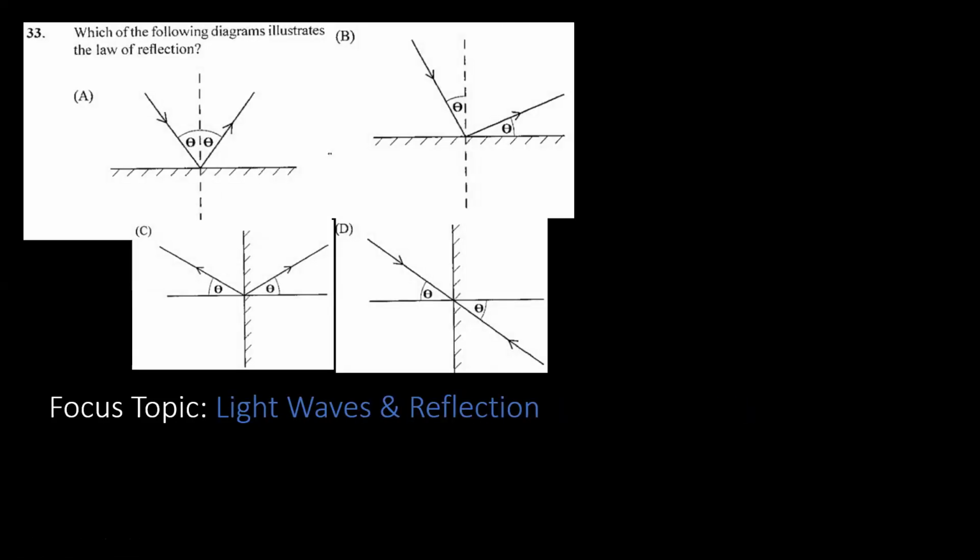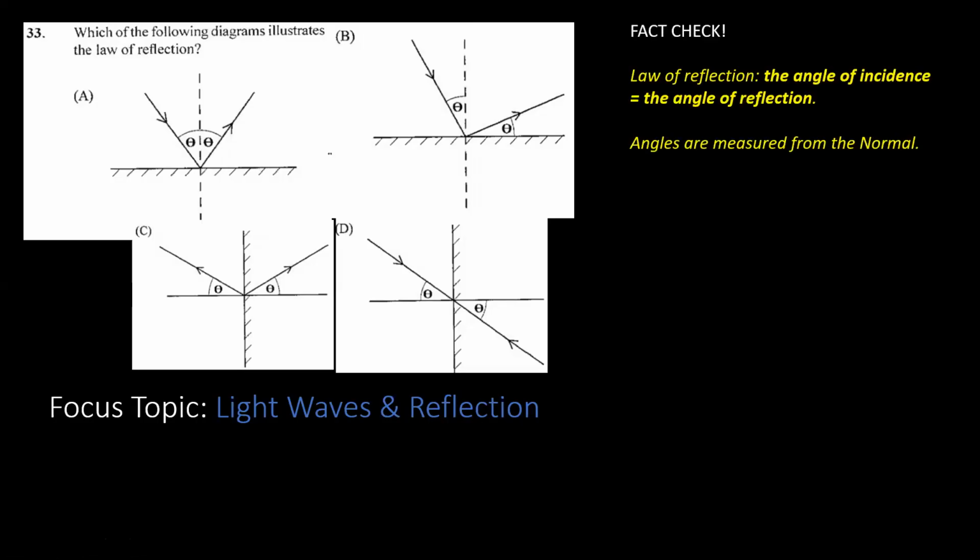33. Here we are asked for which diagram shows the law of reflection. And in the law of reflection, we know that the angle of incidence is equal to the angle of reflection. So we have A representing that. Another thing is that the angles are measured from the normal, and therefore no other diagram shows that. So A will be your answer.